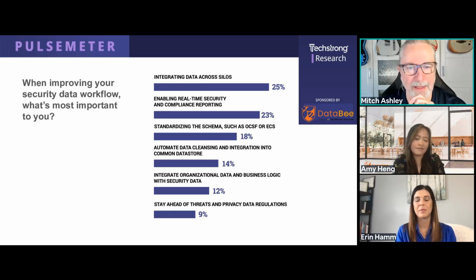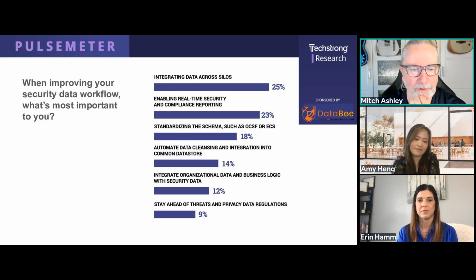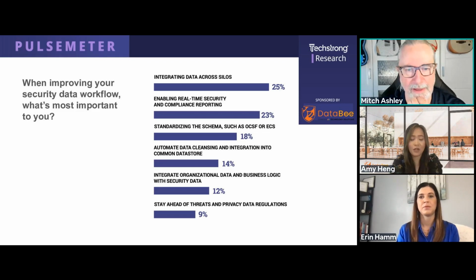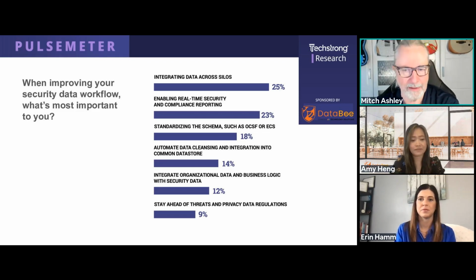We've talked a little bit about that with OCSF. Automated data cleansing. That's one of the things, if you haven't gone through this before, the whole data cleansing and data transformation can be a massive and sometimes daunting task if you don't have the right tools to do that kind of thing. Erin, do you want to jump in with your reactions on this, and of course Amy as well?